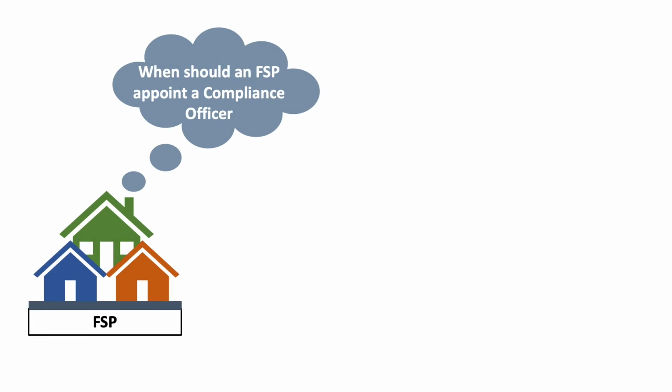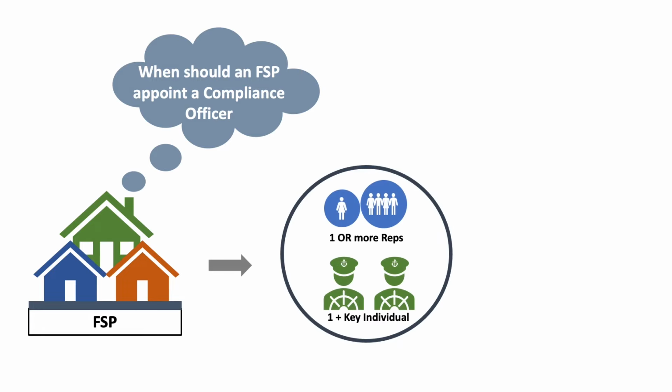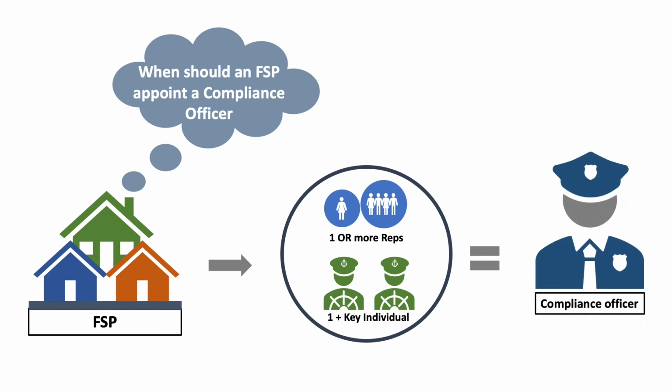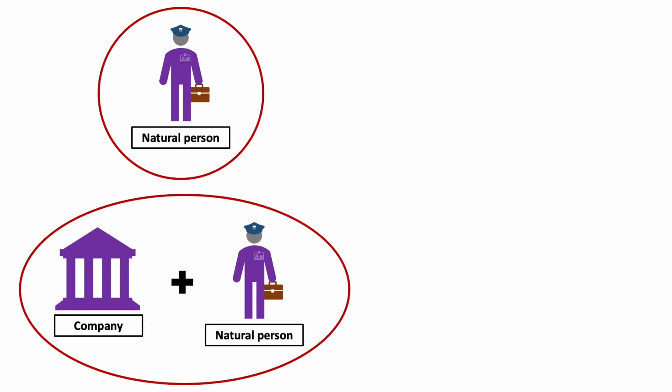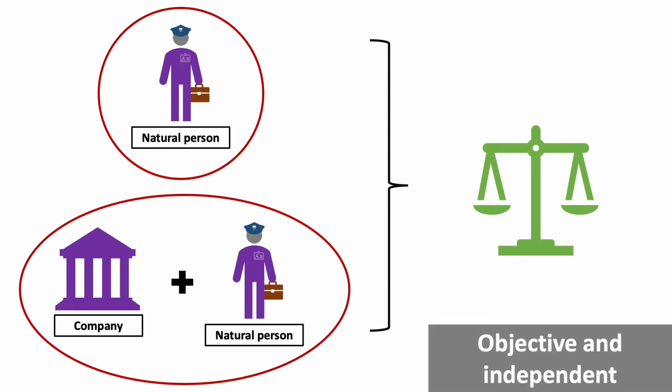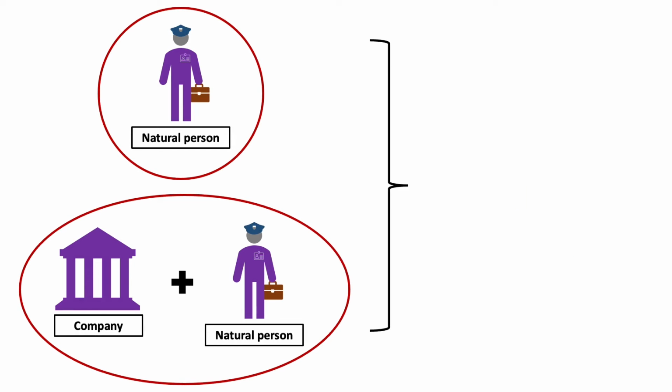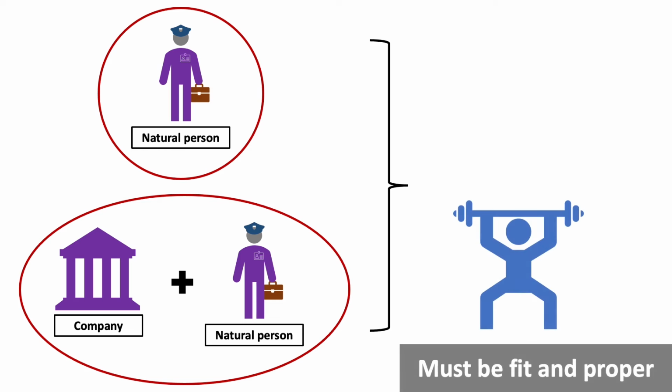Do you know when a compliance officer must be appointed by an FSP? An FSP that has one or more representatives or more than one key individual must appoint a compliance officer. The compliance officer, whether in-house or external, must remain objective and independent at all times. Furthermore, a compliance officer must also comply with the fit and proper requirements of the FAIS Act when performing its duties.